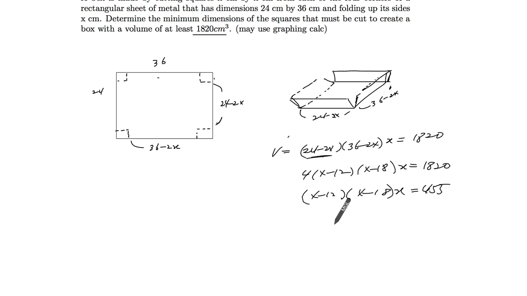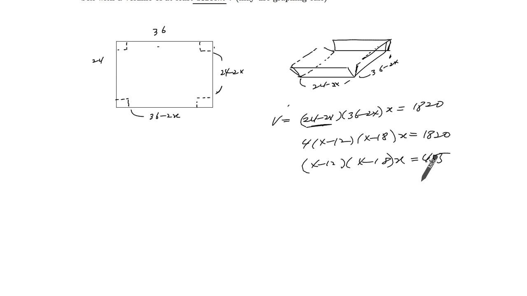Okay, so let's actually break down 455 using a factor tree. 5, 91, and I think 13 works. So 455 is 5 times 13 times 7. And let's pick the smallest x to be 5.